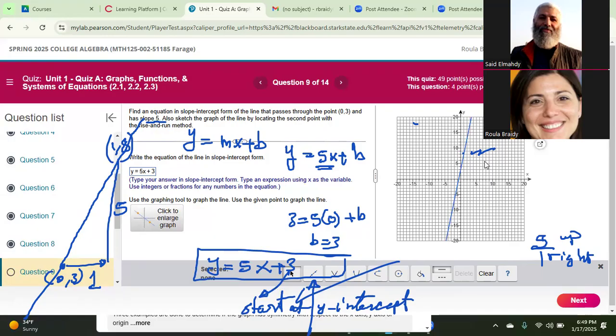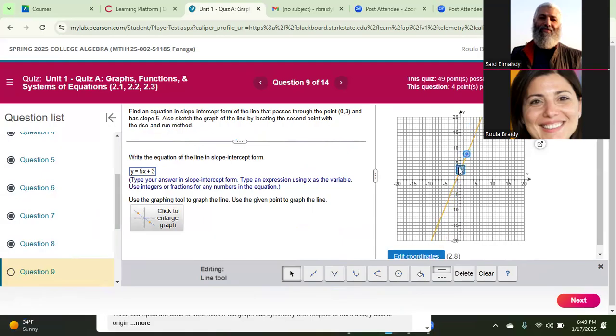Did you correct the line? It's correct now. No, not this, 2, 8. It should be (1, 8). Okay, I'm sorry, this is (0, 3) here. (0, 3) and (1, 8). Yes, that is going to be correct.